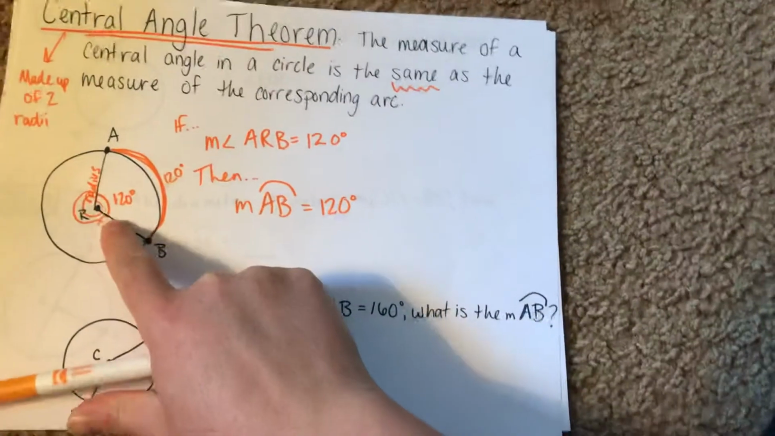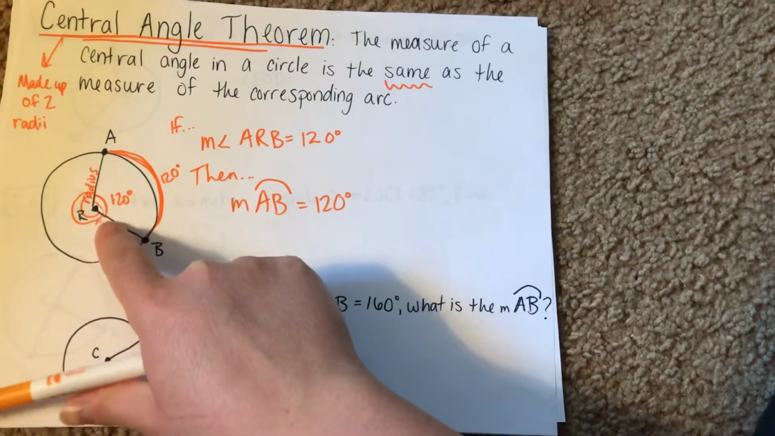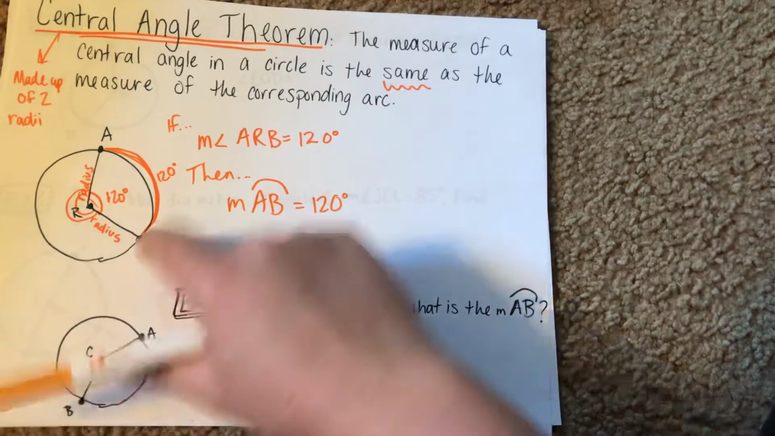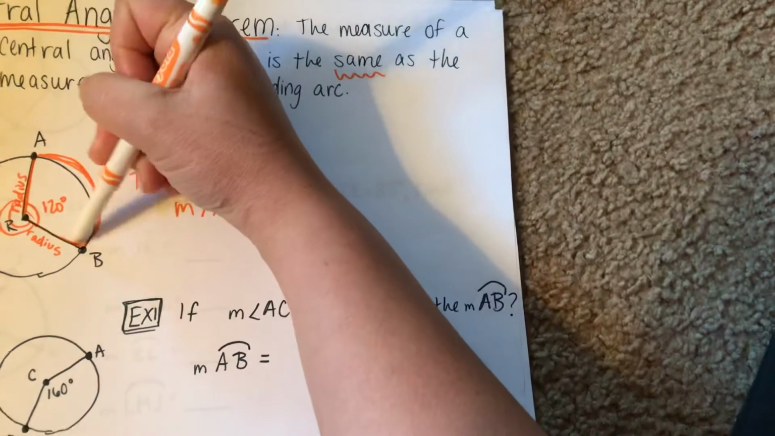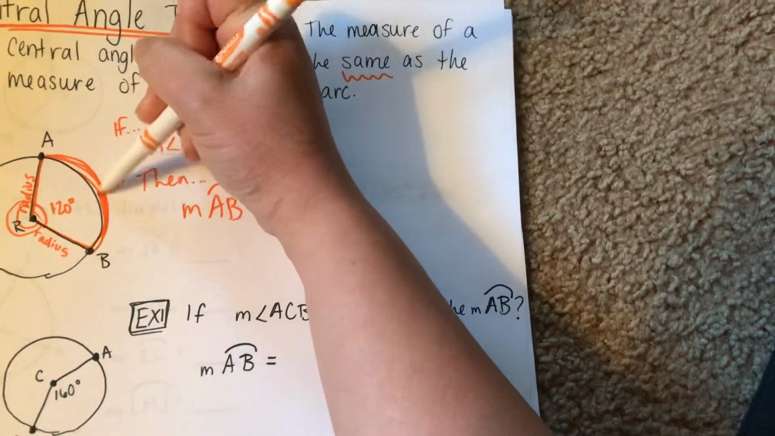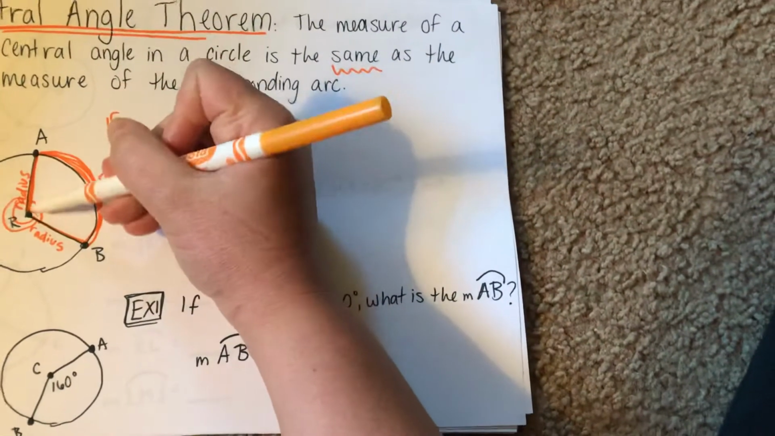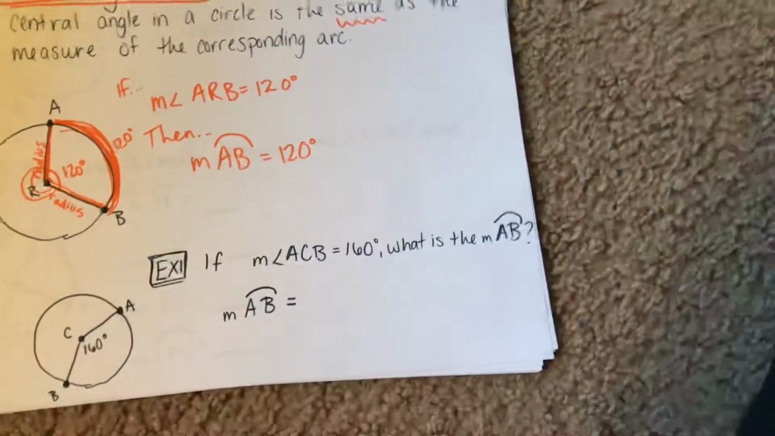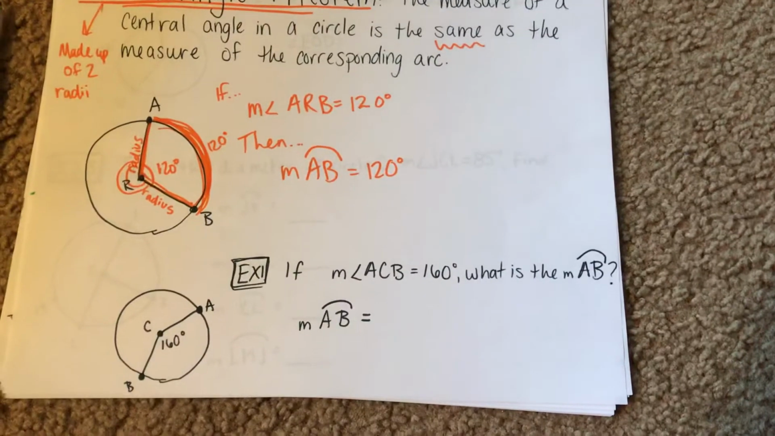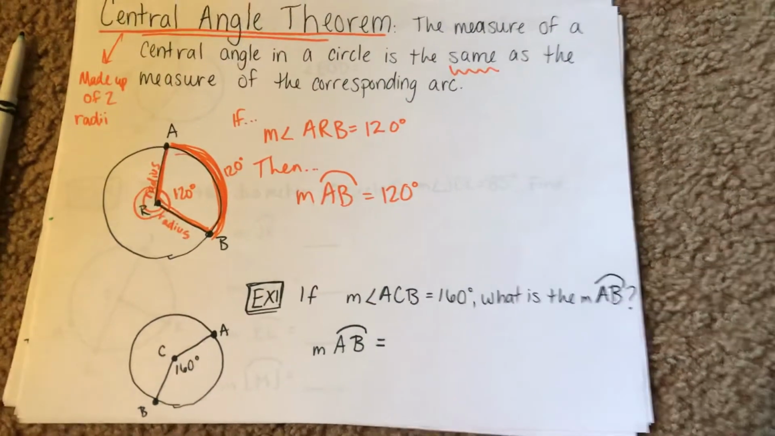So if we know the measure of a central angle, we know the measure of the arc that corresponds with it. And you can see, if this is our angle, it kind of makes like a piece of pizza. It's like where you slice the pizza, and then the crust is where our arc is. So that's what we're looking for when we're looking for the degree measure of an arc.